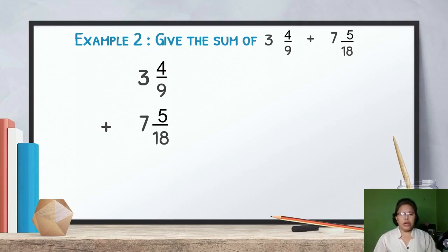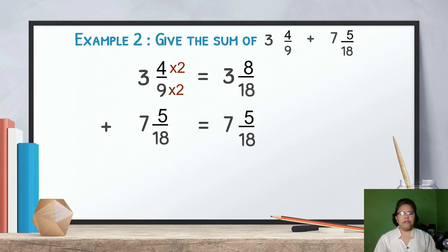Check natin. Kung ang 18 ba, pwede na ba sa 9? Pwede, di ba? Kasi, dalawang 9 is 18. So, ang denominator natin dito would be 18. So, to change 9 to 18, times 2 mo lang. So, kung i-times 2 yung 9, times 2 mo rin yung 4 sa taas. So, yung 7 and 5/18 as is na natin. Okay, so this is now 3 and 8/18. And then, i-add natin sa 7 and 5/18.